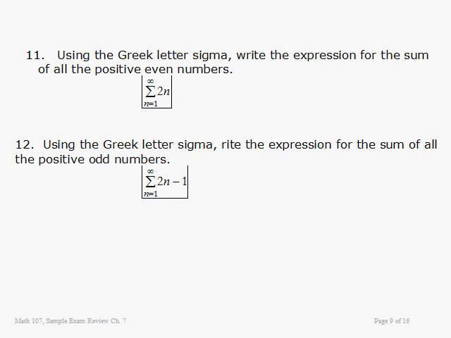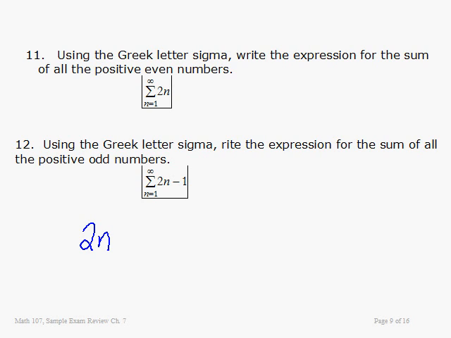For number 11, you need to use the Greek sigma and write the expression for all the positive even numbers and all the positive odd numbers. I want you just to know this. It's just a memorization thing. The even numbers are 2n, where n is any natural number.